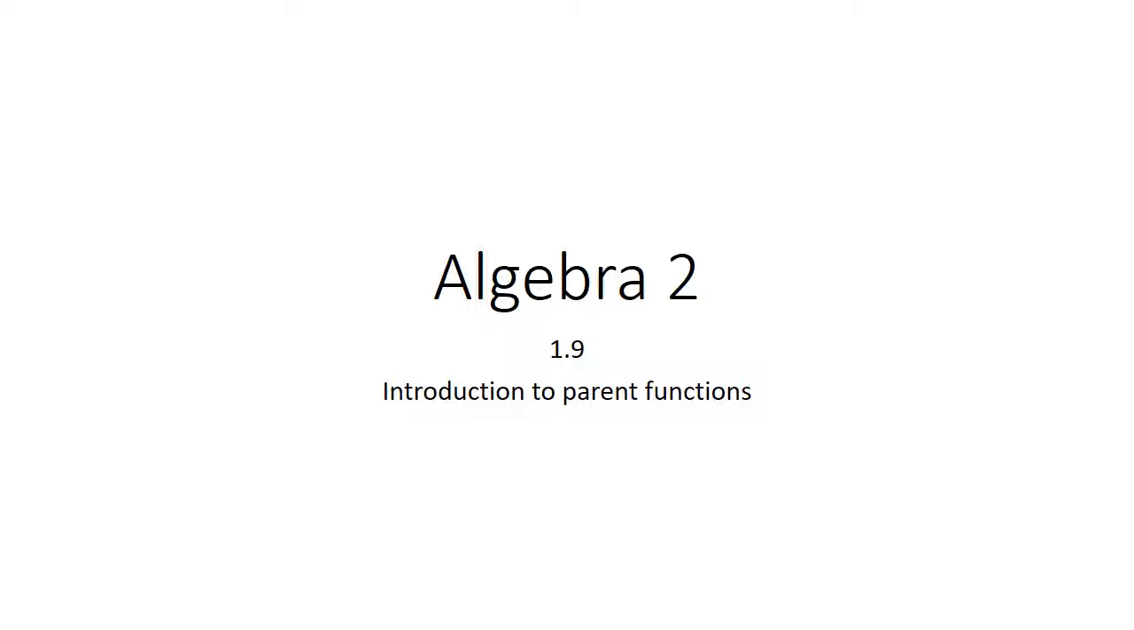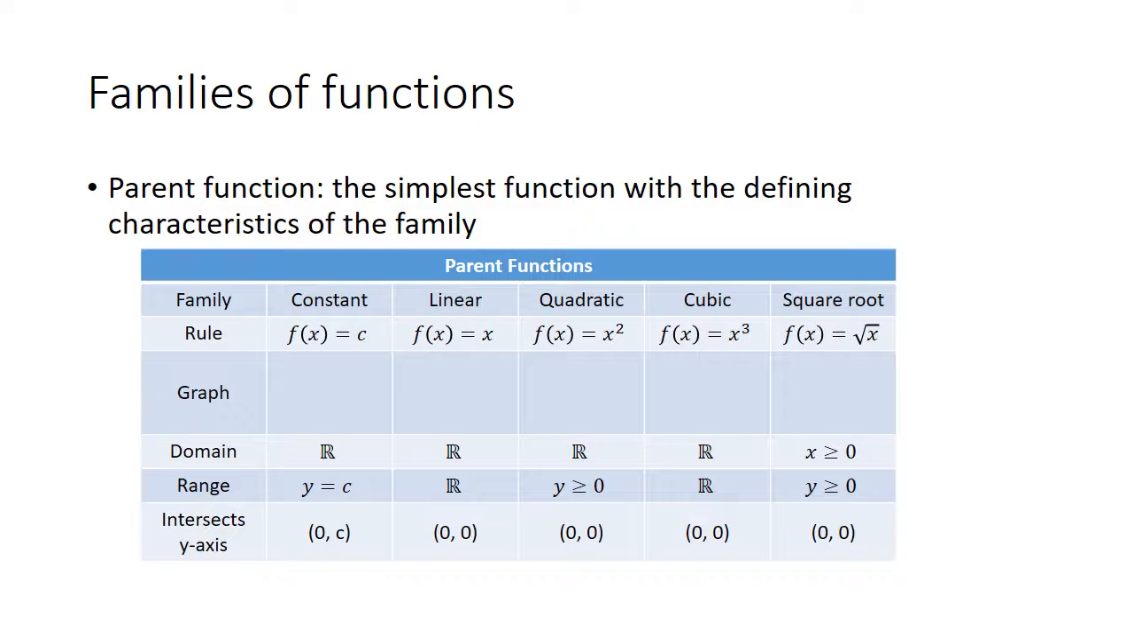All right, this is lesson 1.9 for Algebra 2. Today we're going to be talking about parent functions. If you think about any kind of function that you can graph, a linear function, which is a line, or a quadratic function, which is a parabola, each of those are going to be families of functions. So a parent function is just the most simple form of a function, with the defining characteristics.